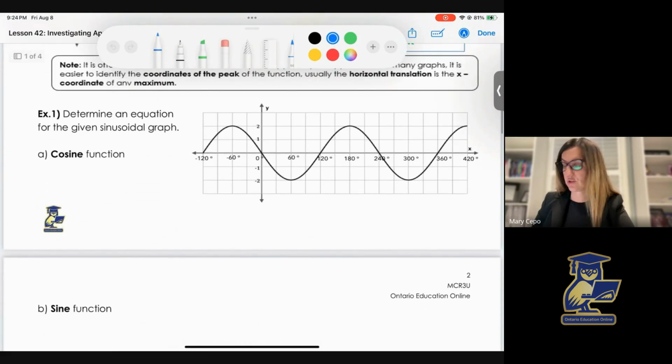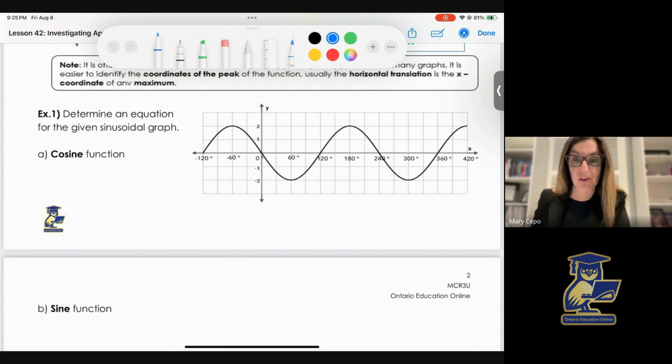Okay, so let's determine an equation. We're given the following graph, and we want to express it in terms of the cosine function. So again, we want to look at the max and look at the min. That will help us decide what the amplitude is, because we can use the equation, determining that using your max and min, and same thing with the equation of axes. So that's where we always want to start.